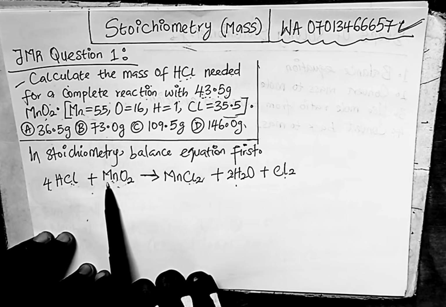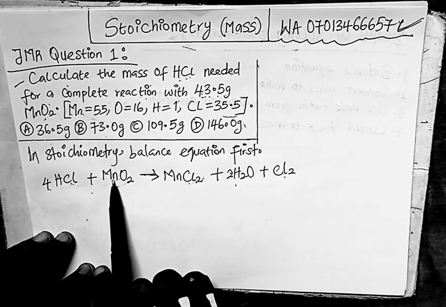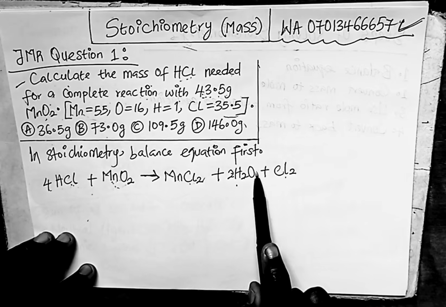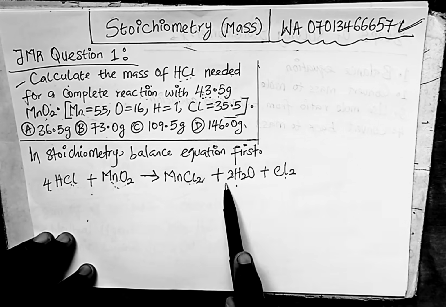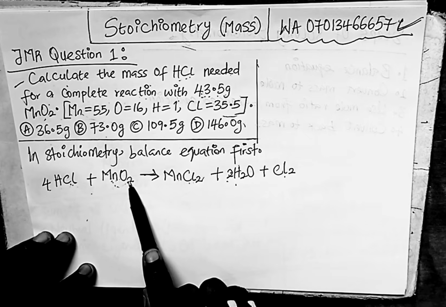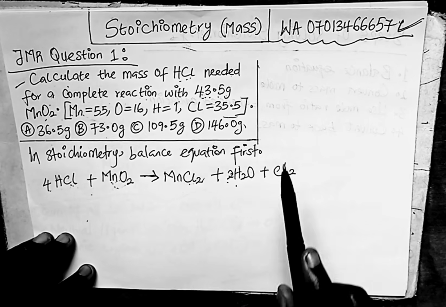How do we balance this one now? Manganese. We have just 1 manganese here, and here we have 1 manganese to balance. Oxygen. We have 2 oxygen here. Here we have 1 oxygen, but 1 times 2, because this applies to everything here. 1 times 2 will give us what? 2 oxygen. So oxygen is balanced. So what it means is that the equation is now balanced.